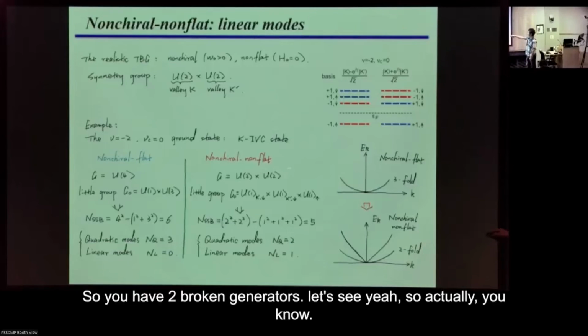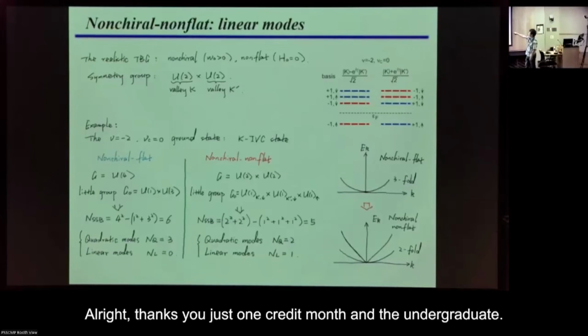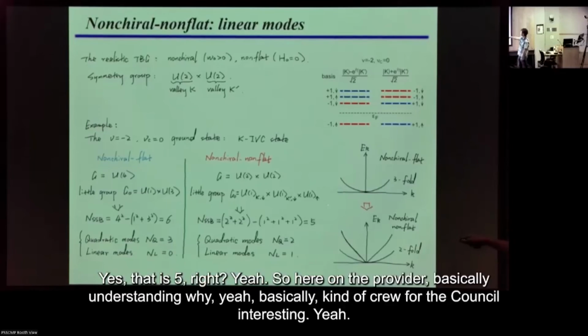But if you count the non-chiral non-flat case, let me just quickly do the counting. So here you're occupying only the spin up bands. So you're free to do any of the spin down U1 rotations. That gives you 2 U1s, which are unbroken. And for the spin up, you can do a global charge U1 rotation.